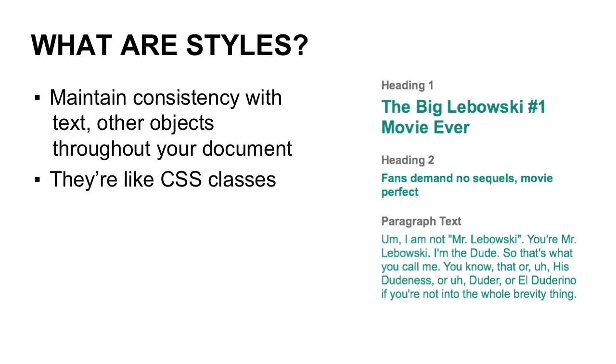Let's talk about styles. Styles let you maintain a consistent look with text and other objects. They're a lot like CSS in that respect. Let's say you have a specific size, color, and font that you want for headers. A style is a perfect way to make that easily repeatable. One example would be for a primary heading, a secondary heading, and then paragraph text.